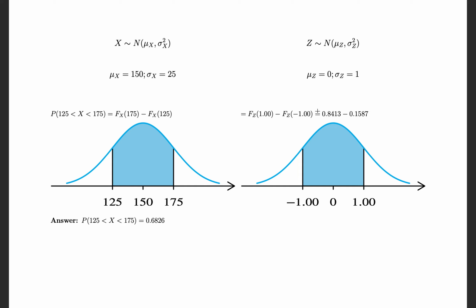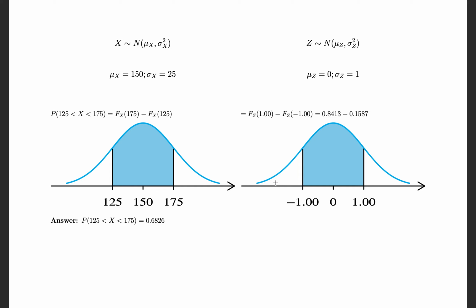And if we write that with our z variable, well, we would get a z-score of 1 here for 175 and a z-score of minus 1 for 125. So we remember from the last two examples that the area under the graph until here is 0.8413, which can be found in the table.